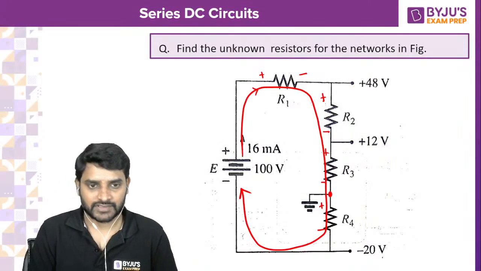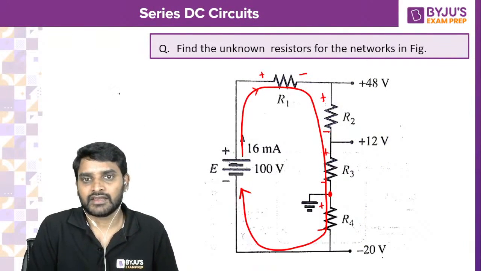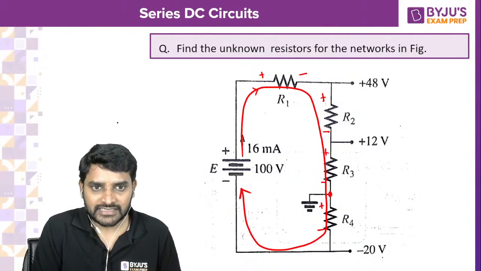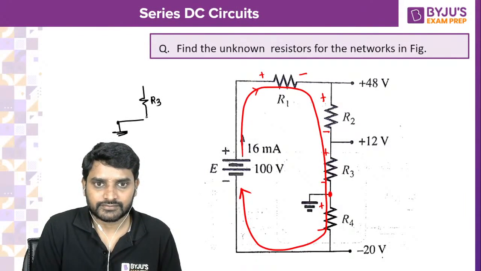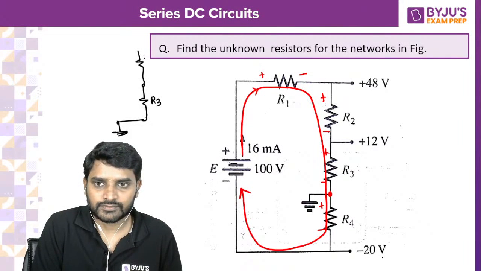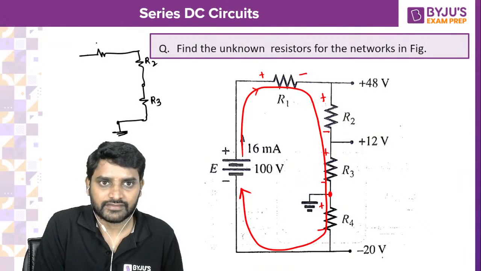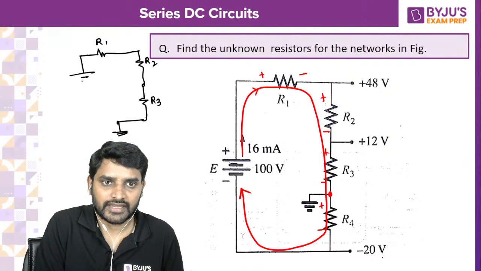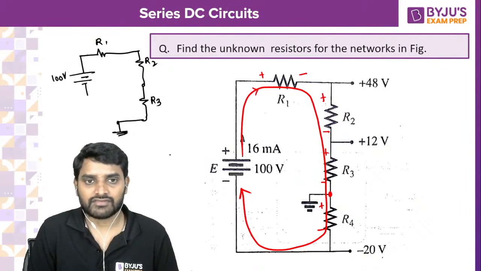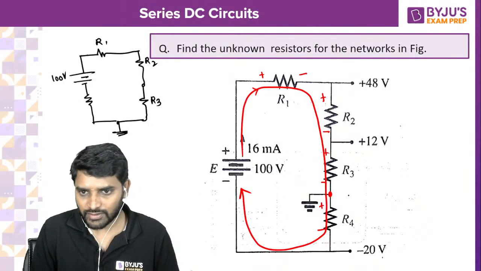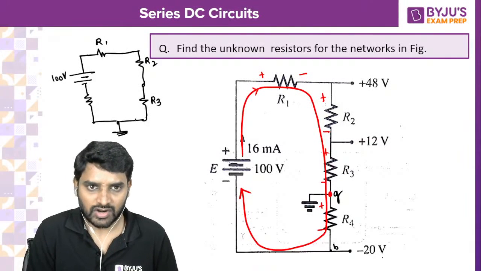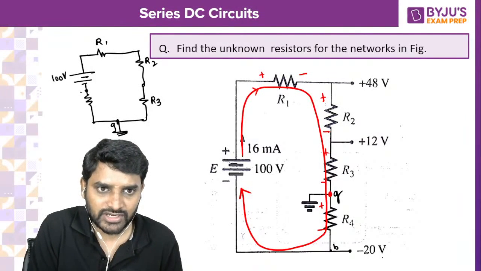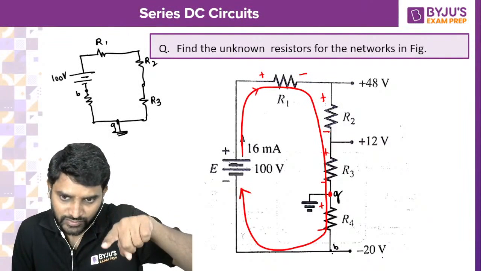Now you can calculate easily. Let me show you how. I'm redrawing by taking ground as common. On this side I have R3, R2, and here I have R1, and here I have the 100 volts voltage source and R4, like this. If you assume this as terminal A, the ground point as G, and this as B, the finishing terminal of R4.